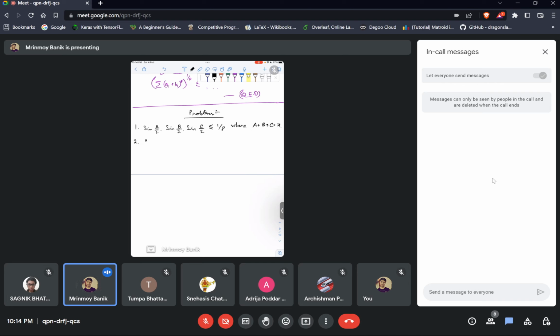Number 2 is sine A, sine B, sine C less than or equal to 3 root 3 by 8. And also show sine A plus sine B plus sine C is 4 cos A by 2 cos B by 2 cos C by 2. Solve these three problems. I will be back in 10 minutes.